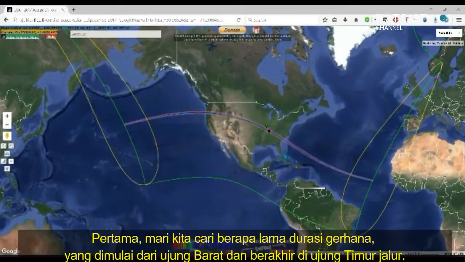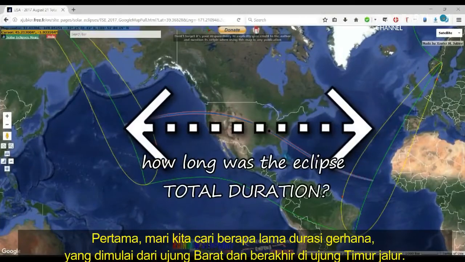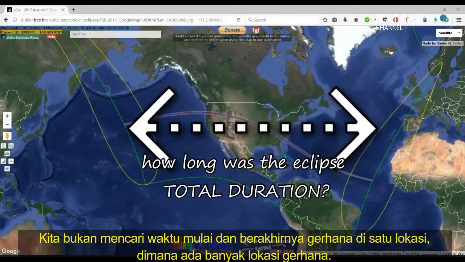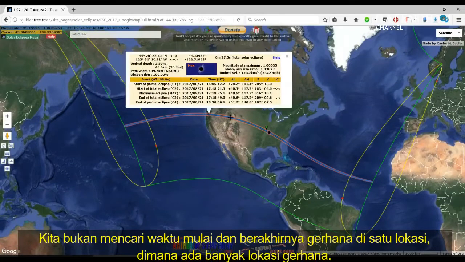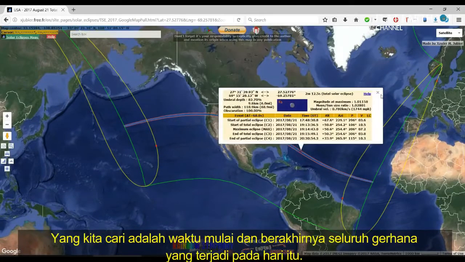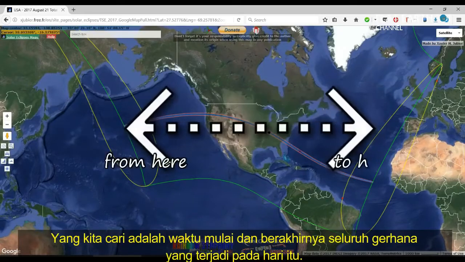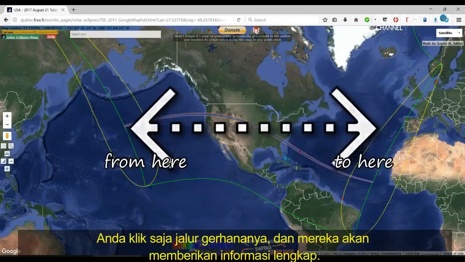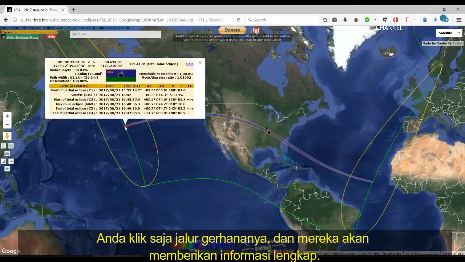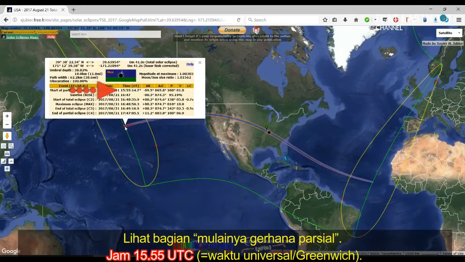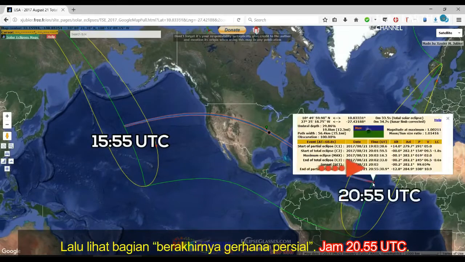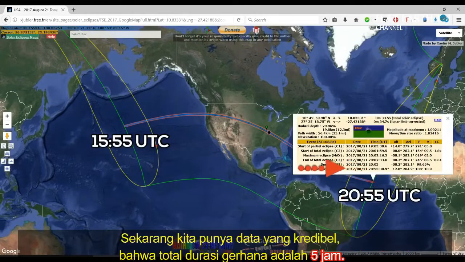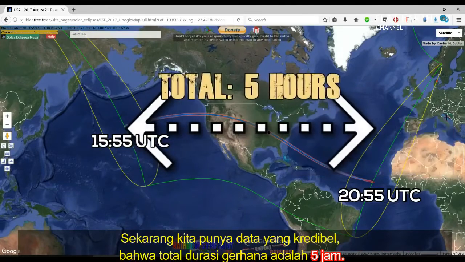First, let's find out the eclipse duration that began at the far west and ended at the far east. We're not looking for eclipse beginning and ending in one location, as there are so many locations. What we're looking at is the beginning and ending of the whole eclipse that happened on that day. You just click the path and they give you complete information. See the start of partial eclipse, it's 1555 UTC. Then the end of partial eclipse, 2055 UTC. Now we have credible data that total eclipse duration is 5 hours.